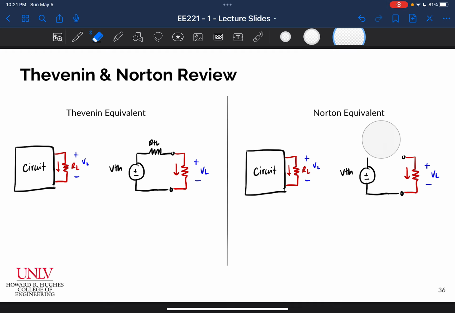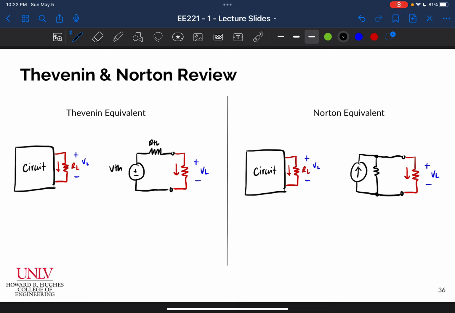And so if I want to look at my Norton equivalent, it's a little bit different, because instead of replacing the circuit with a voltage source in series with the resistor, I replace it with a current source in parallel with a resistor. Okay, that's the Norton equivalent, where this source is called I Norton and this resistor is called R Norton. And let's recall that R Thevenin is always equal to R Norton. So that resistance is the same in both cases. That's source transformation. We talked about that previously.